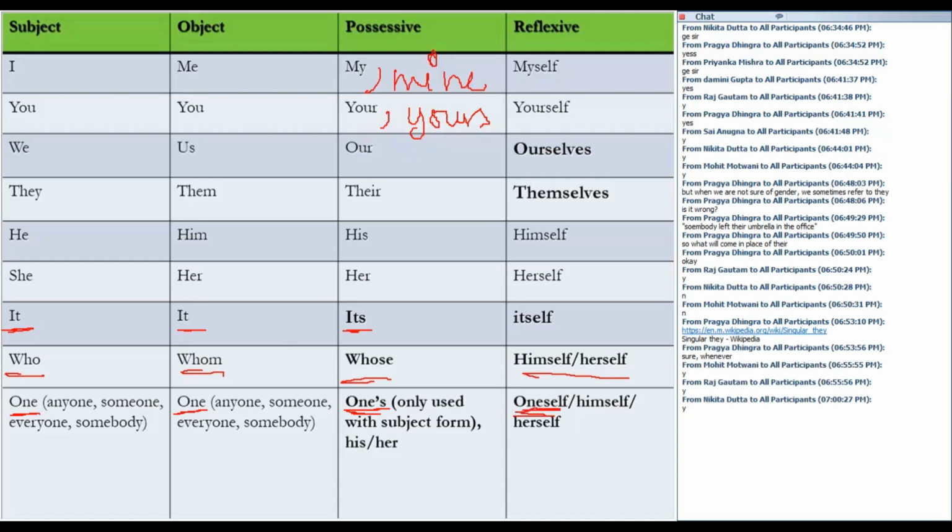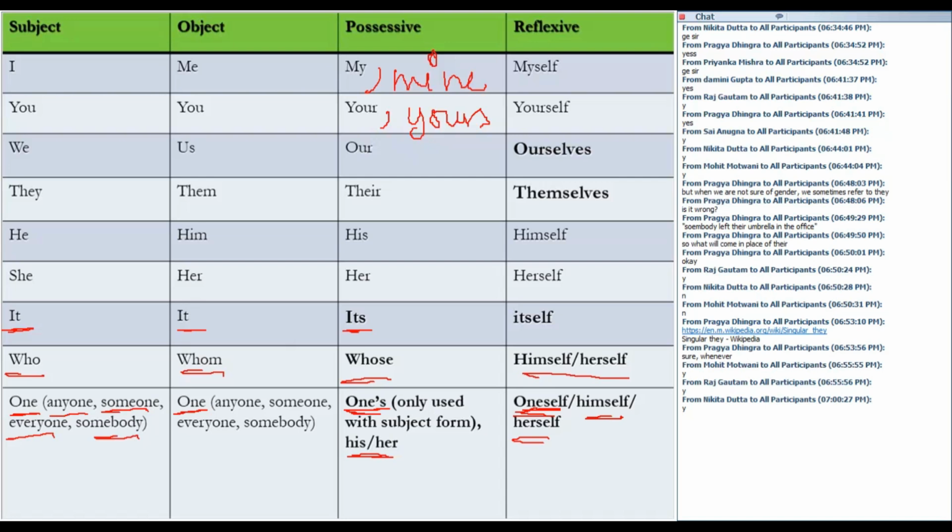Always. But those other pronouns that end in one, for example, words like anyone, someone, everyone, somebody, for these pronouns, the objective case is the same, but the possessive case will always be his or her. You cannot use one's. And the reflexive case will always be himself or herself. Remember this.